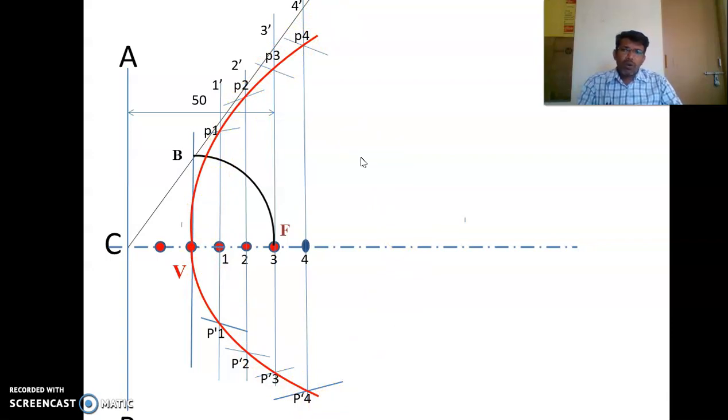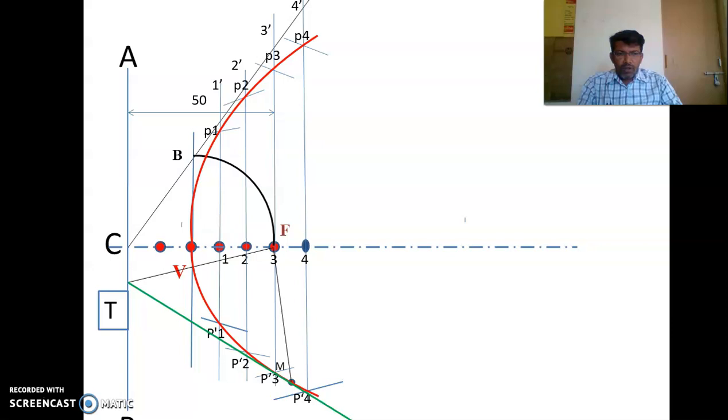Now let us see how to draw a tangent and normal for this one. Locate any point on the curve and name it as M. Draw a line from this point M to the focus F. After this, draw a line perpendicular to the line MF at the point F, and name the point where it meets the directrix as T. Draw a line from this point T on the directrix through the point M. This is nothing but the tangent.